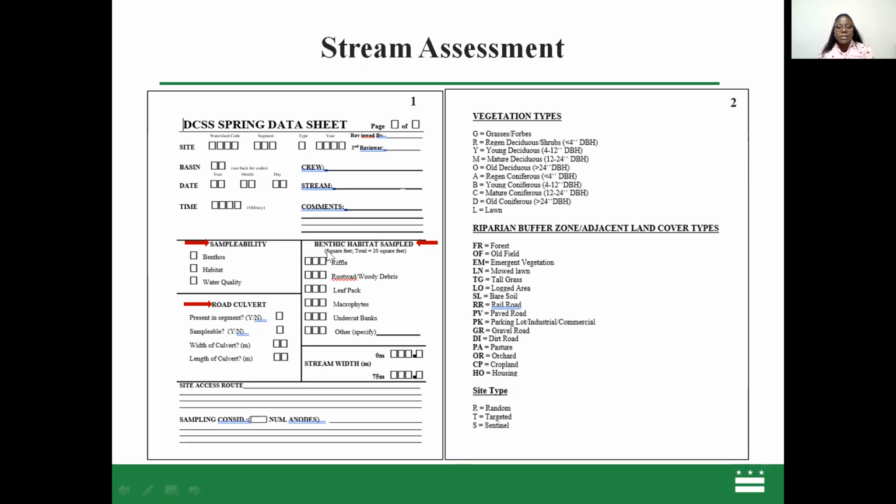Another part I will look at is the benthic habitat sampled. What kind of habitats are they, at the 20 points, like I mentioned earlier, that we are going to pick to get our samples from? Are there riffles? Are there rootwads, leaf packs, macrophytes, or undercut banks? So whatever points we pick to take our samples from, we're going to put it down on this sheet of paper.